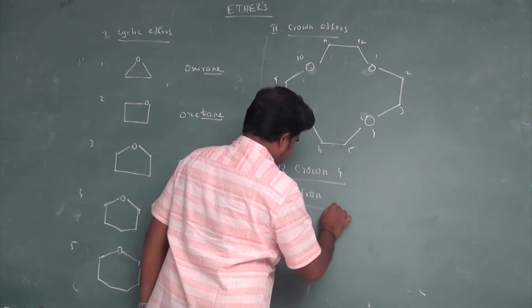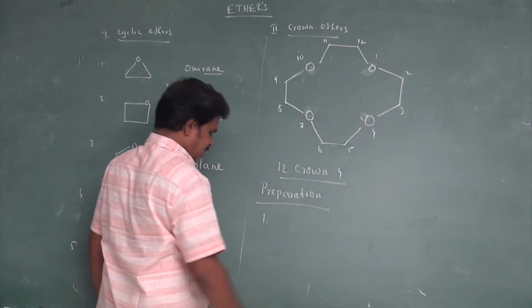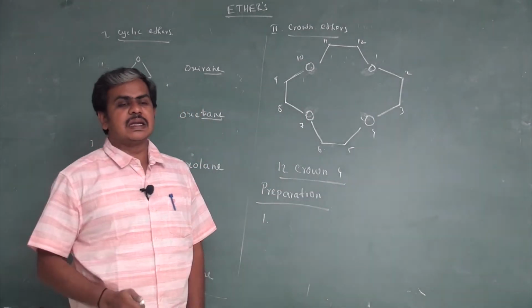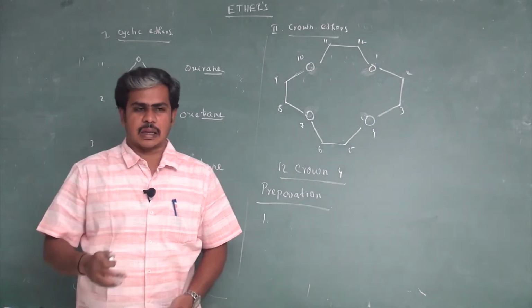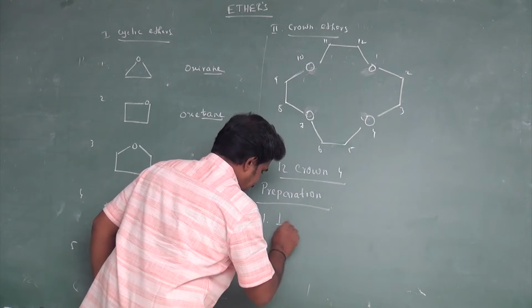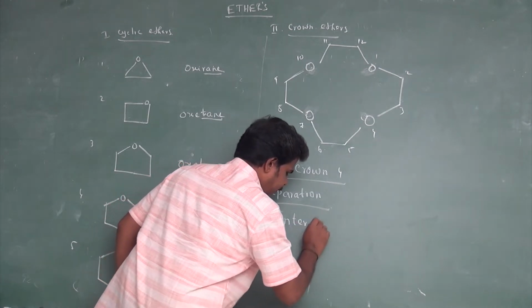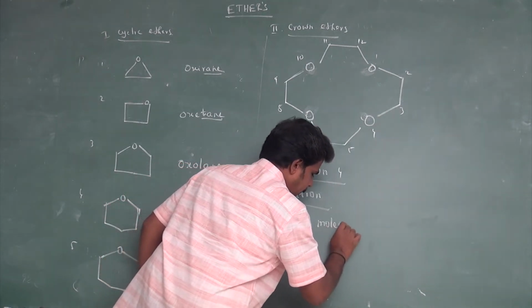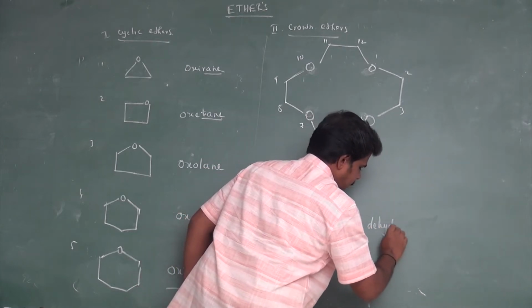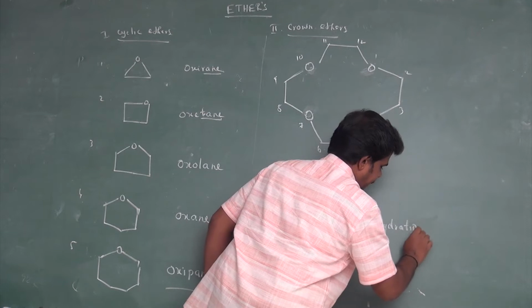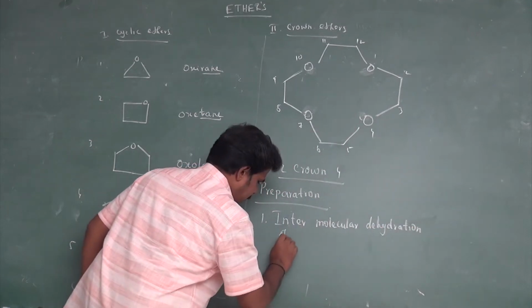Preparation methods of ethers. The first preparation method is intermolecular dehydration of alcohol.